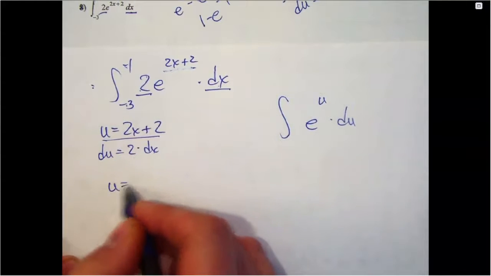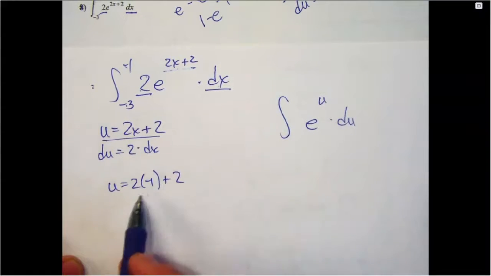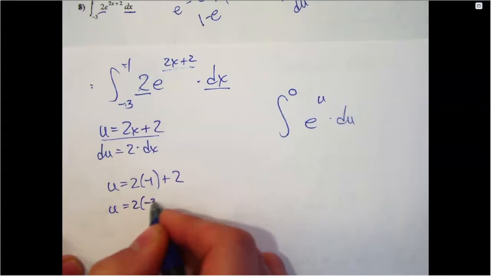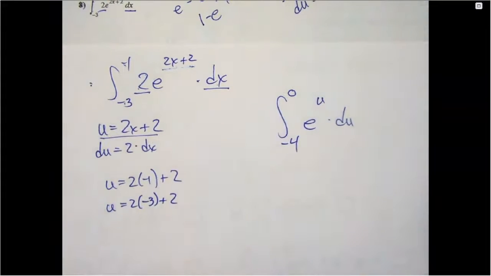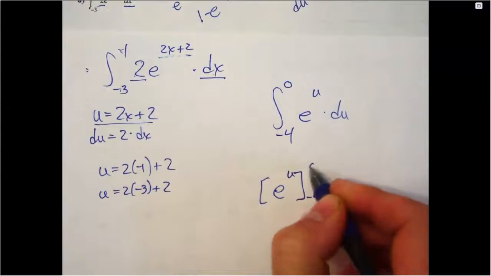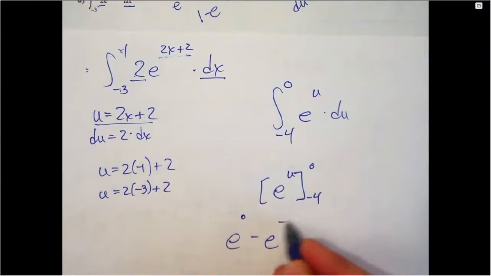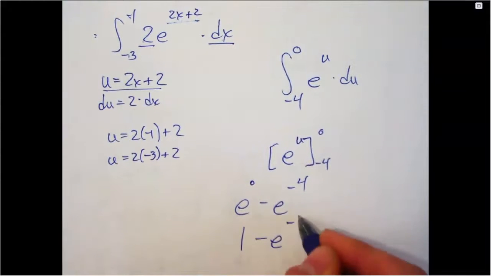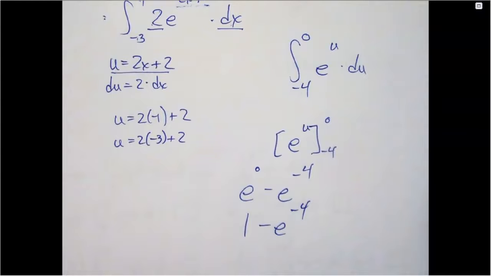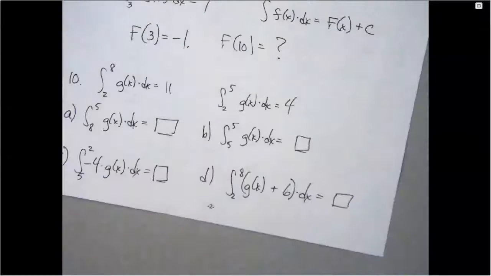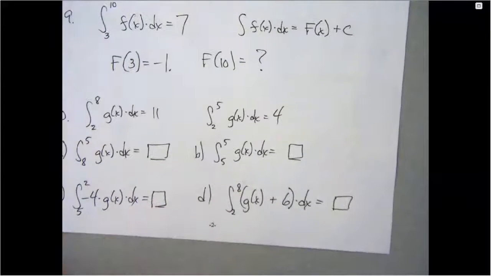So 2 times negative 1 plus 2 gives me 0. And then 2 times negative 3 plus 2 gives me negative 4. So I integrate e to the u, I just get e to the u. And I plug in, so I get e to the 0 minus e to the negative 4. And you're allowed to stop right there. That is actually 1 minus e to the negative 4. That was probably the most frequently missed one.